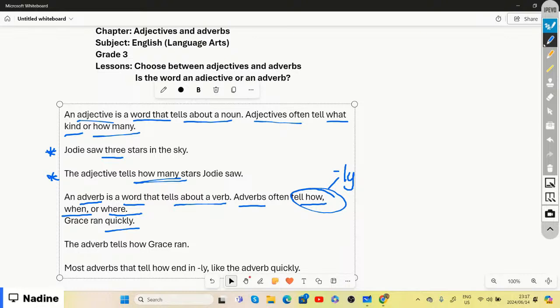And keep in mind an adverb, right? The word verb is in adverb, which means that an adverb tells us more about the verb. And when it comes to adverbs, they often tell us either how, when, or where.